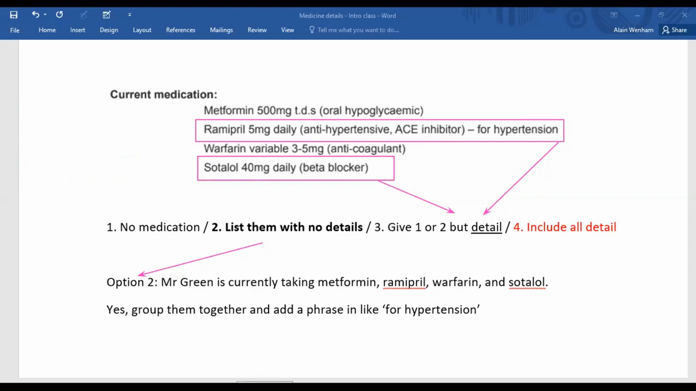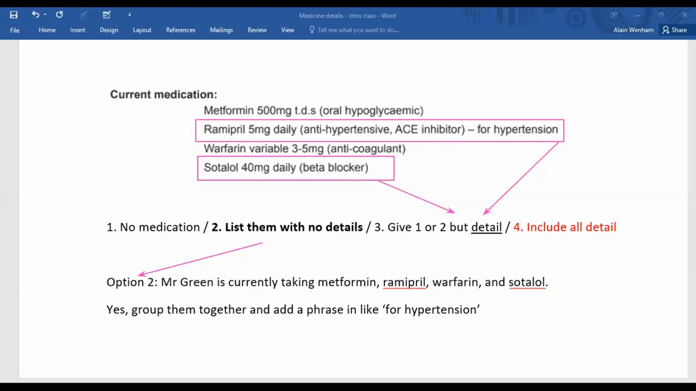Okay, so Shiva says, Mr. Green has had hypertension, comma, for which he takes antihypertensives such as ramipril 5 mg and sotalol. But Shiva, where are the commas? Remember we said the commas? The commas are absolutely key. Emma says, Mr. Green is currently taking orally ramipril 5 milligrams and sotalol 40 milligrams orally. I think we need to get the placing of orally right here, Emma. It's not quite right, and I'll talk about that in a second.